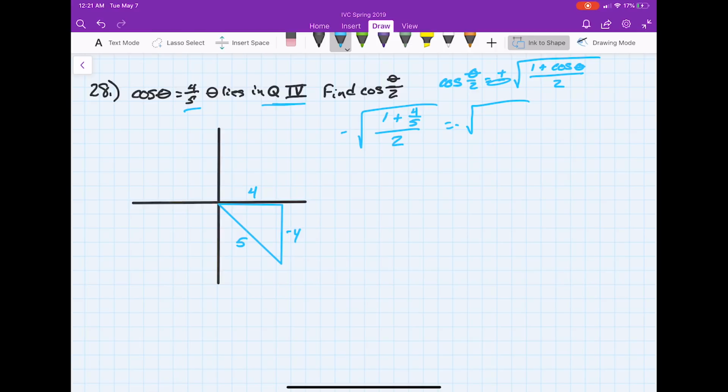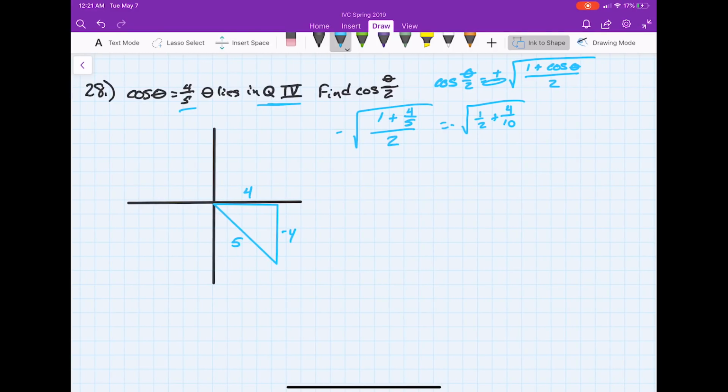And that is going to equal 1/2 plus 20 over, wait, 4 over 10. I don't even know what I'm talking about here. I'm still on the last problem. Anyway, and then that is going to equal negative square root of 5 over 10 plus 4 over 10, because I'm getting common denominators within the radical here. So that, I'm going to put this over here, is going to be 9 over 10.